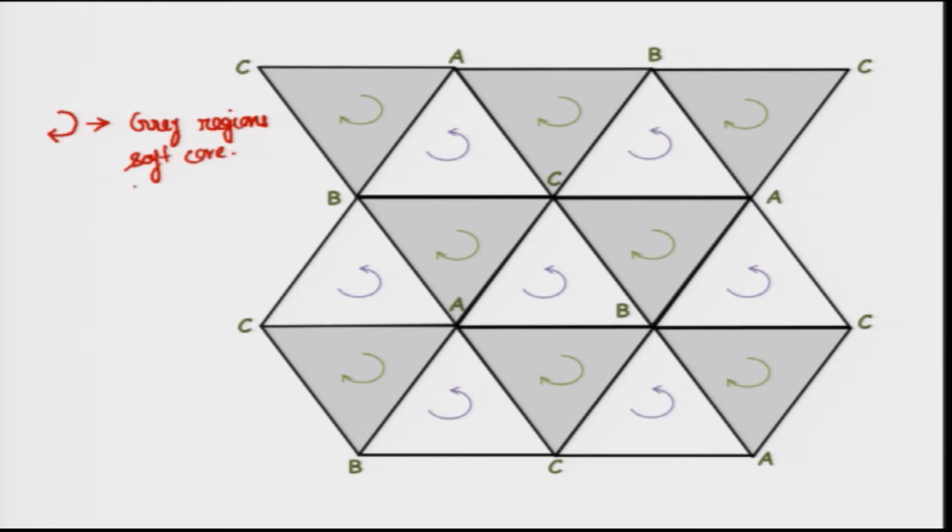And the white regions would be hard cores. Now, when we talk about another dislocation of another sign, which is anti-clockwise, it will like to go where you have already inherent structure like this, and therefore it will like to go into the white region, which is soft core.